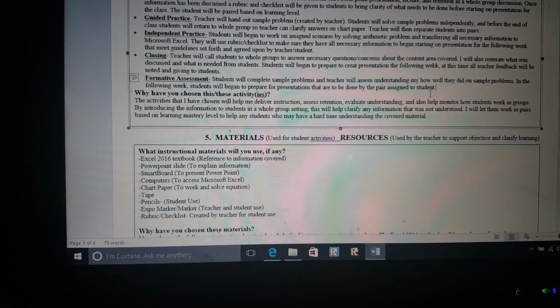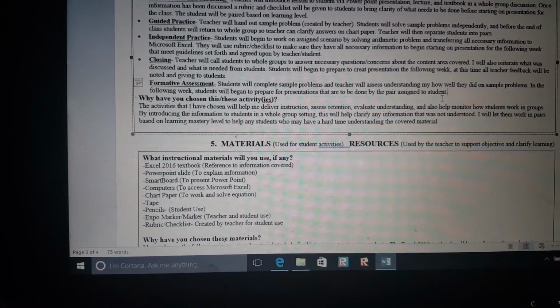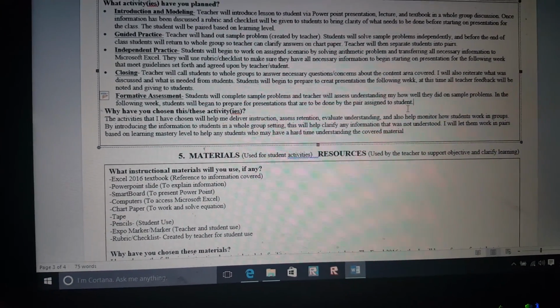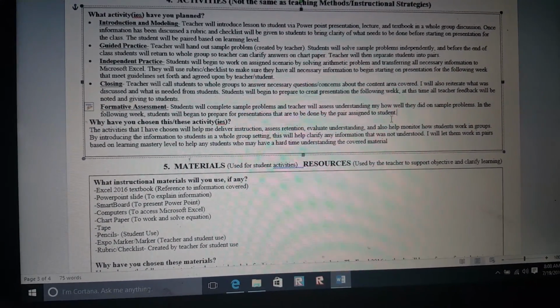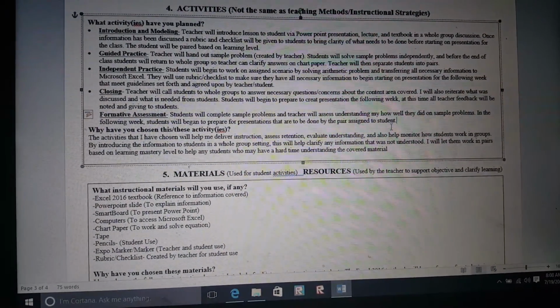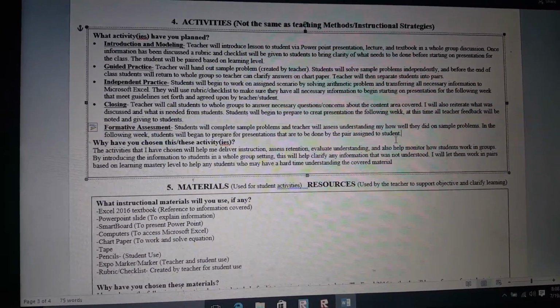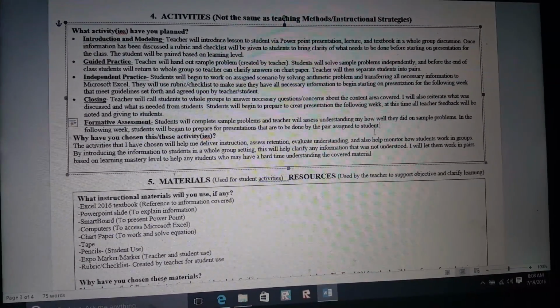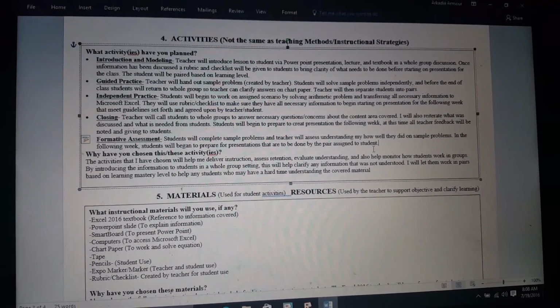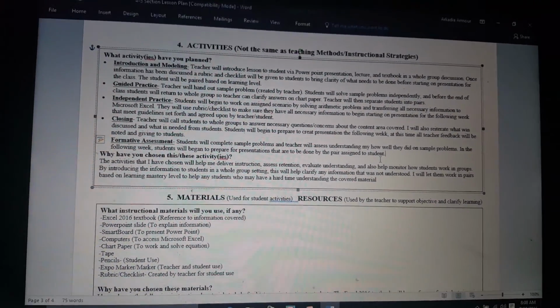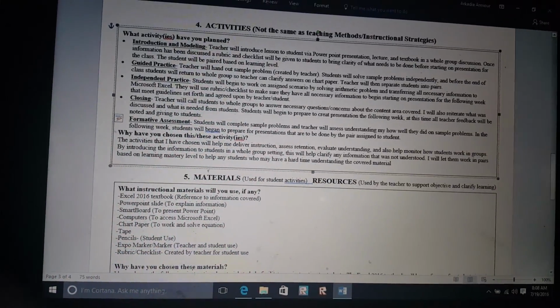The activities that I have chosen will help me deliver instruction, assess retention, evaluate understanding, and also help monitor how students work in groups. By introducing the information to students in a whole group setting, this will help clarify any information that was not understood. I will let them work in pairs based on learning mastery level to help any students who may have a hard time understanding the covered material.